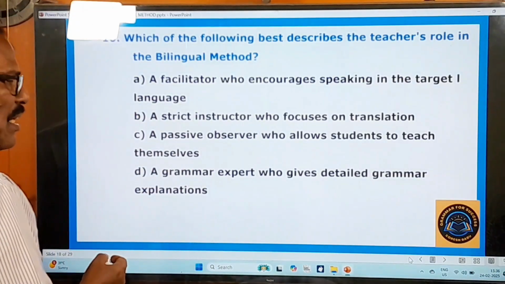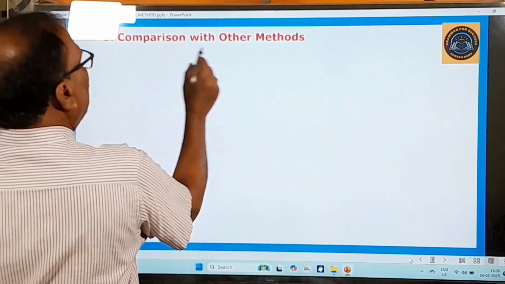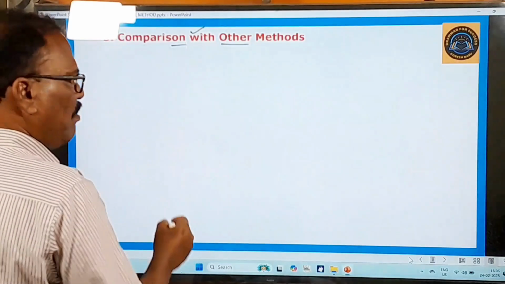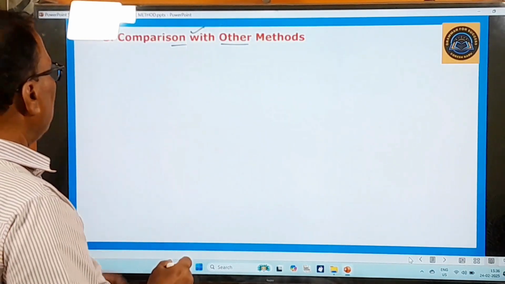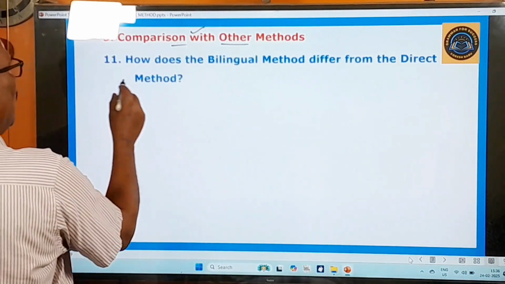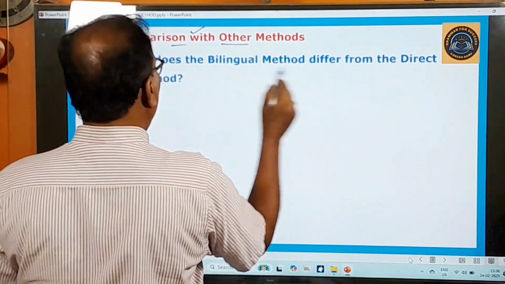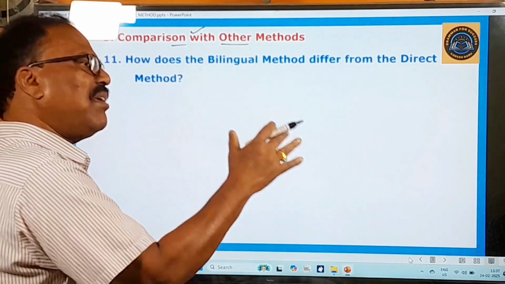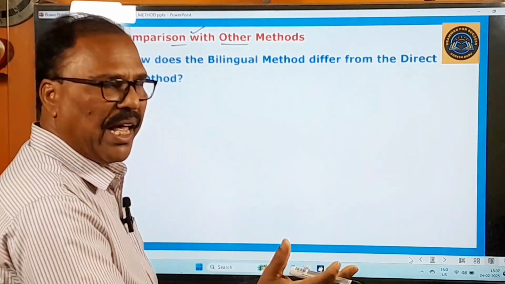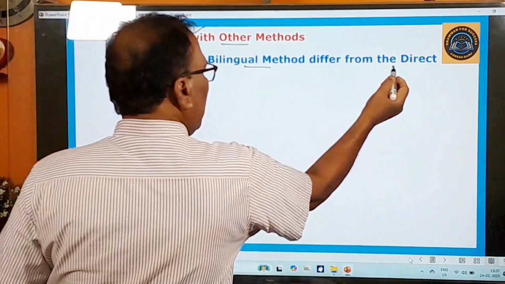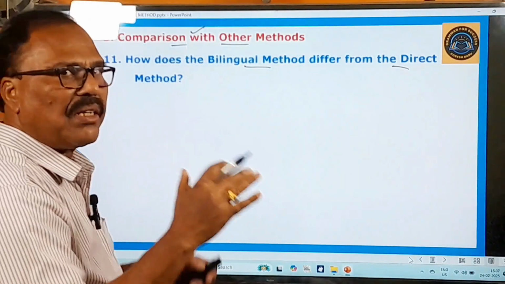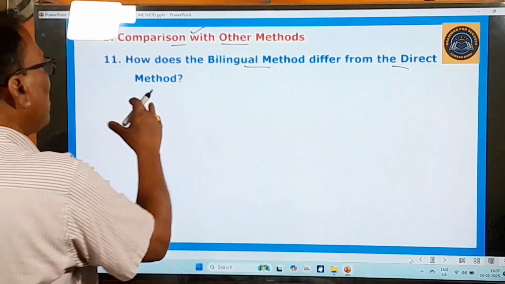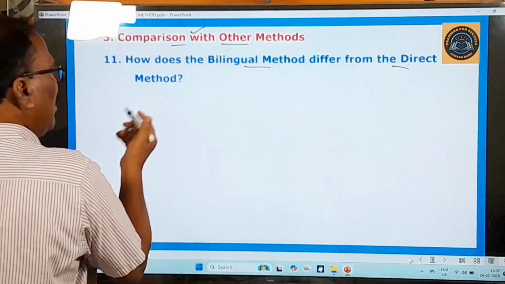You move on to the 11th question. Comparison with other methods. So basing on this topic also, I have posed some questions and you can easily answer them. 11th question. How does the bilingual method differ from the direct method? In this bilingual method, you can use both the native language and the target language. So that is the bilingual method. In the direct method, only the target language is used in the classroom activities and all that. So how does the bilingual method differ from the direct method? So that is a question.